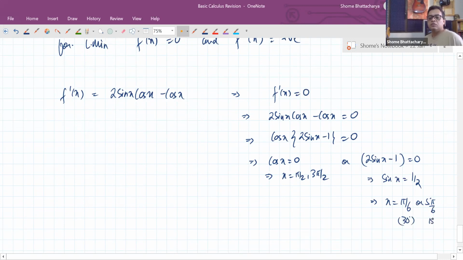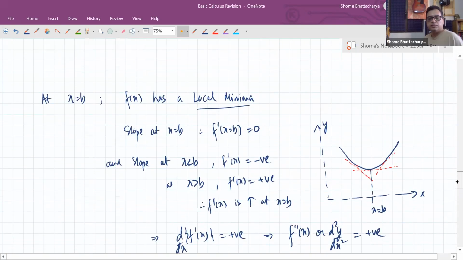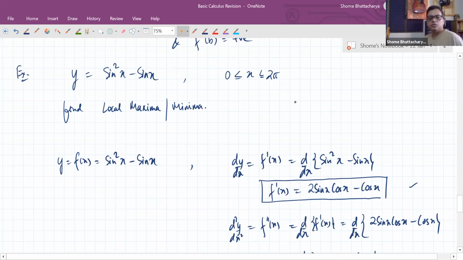30 degrees, 150 degrees, 90 degrees, 270 degrees. Okay. So we are having so many turning points. Our turning points are the points where f prime x is 0. So in this case, they are pi by 6, pi by 2, 5 pi by 6, and 3 pi by 2. So all in all, there are 4 turning points within the domain, because the domain was 0 to 360 or 2 pi.